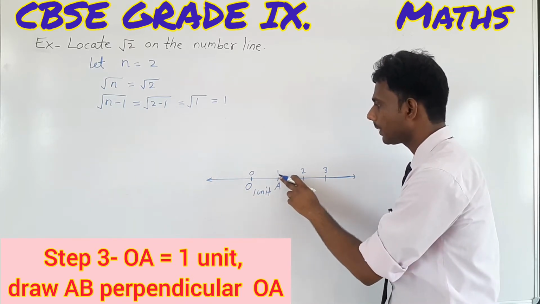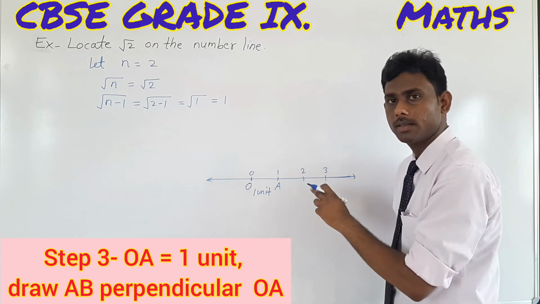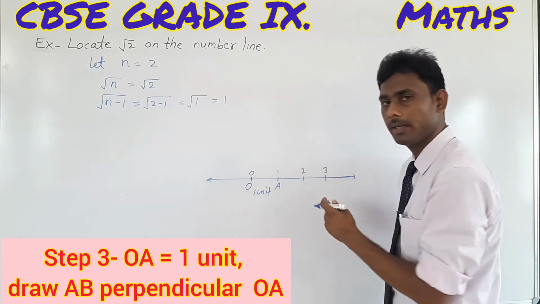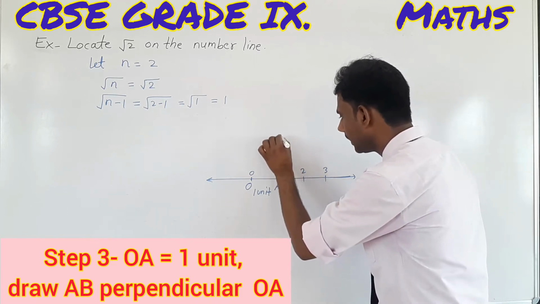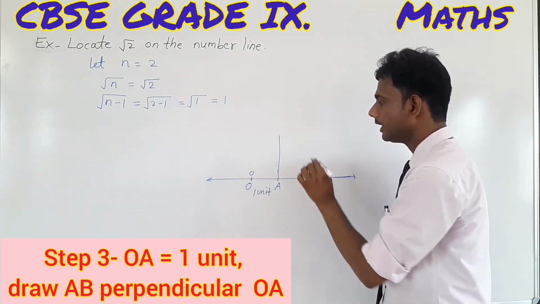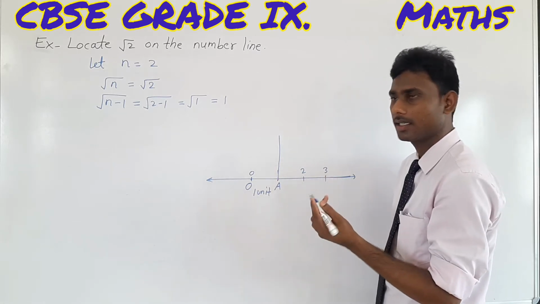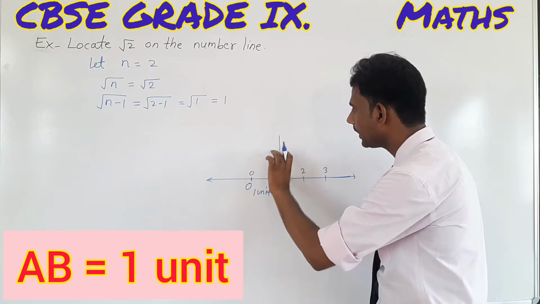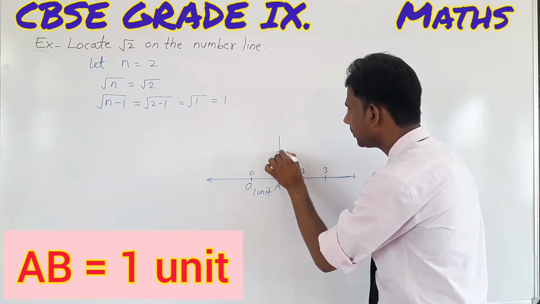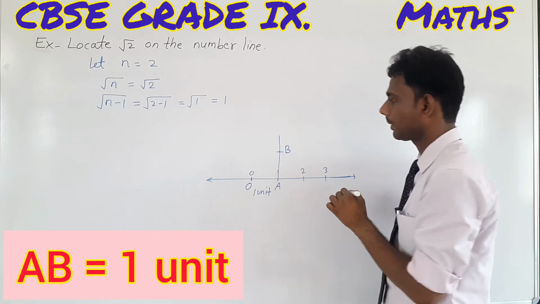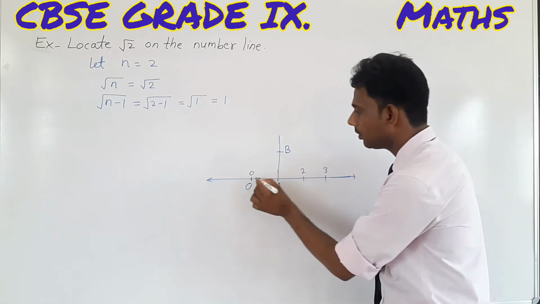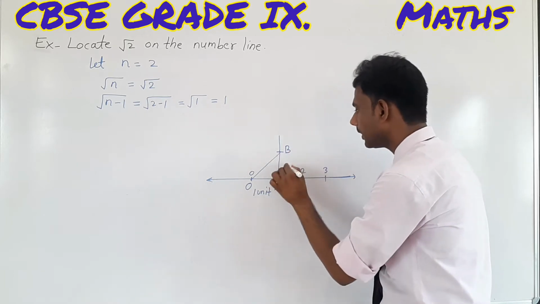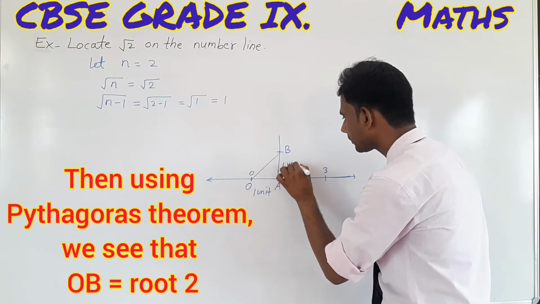Now at point A, with the help of a protractor, you draw a perpendicular line. On this perpendicular line, you take 1 unit distance in the compass and cut an arc at point A. Suppose this is the point B. Now join OB.